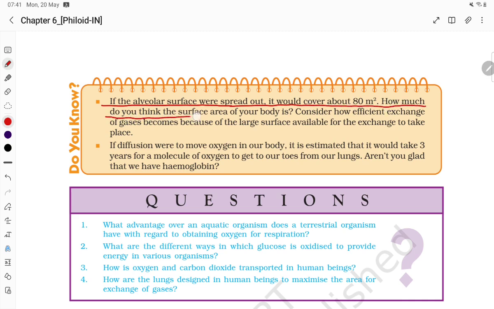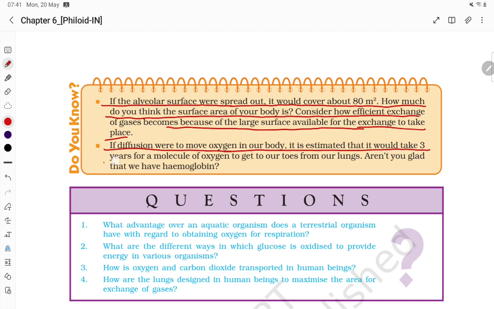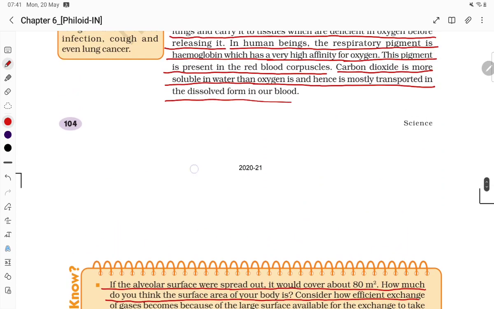How much do you think the surface area of your body is? Consider how efficient the exchange of gases becomes because of the large surface available for the exchange to take place. If diffusion were to move oxygen in our body, it is estimated that it would take 3 years for a molecule of oxygen to get to our toes from our lungs. Aren't you glad that we have hemoglobin?